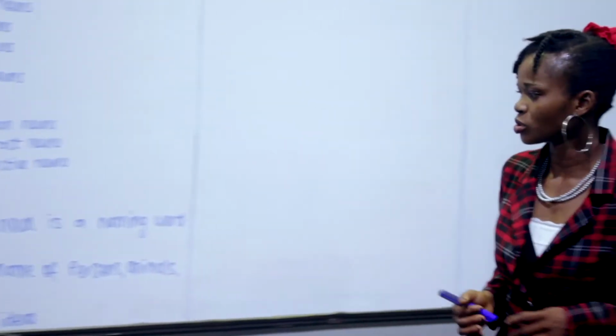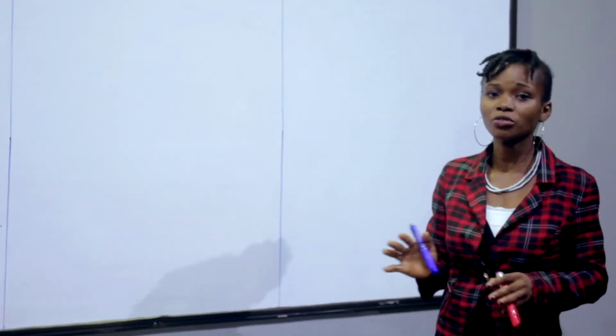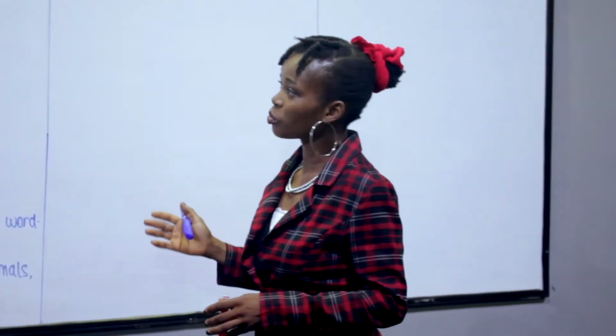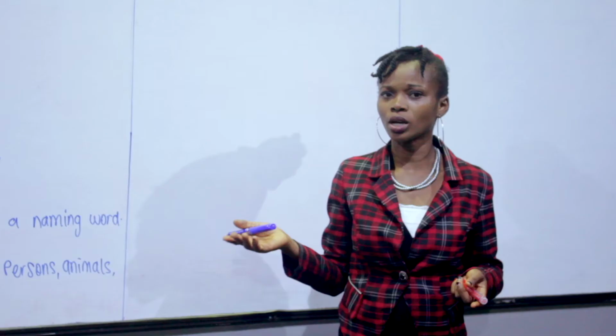So when you're asked to define a noun, you can simply call it a naming word because that is the main function of a noun. It names. Then we move on to the singular and the plural nouns. When we talk about singular and plural nouns, we are simply talking about quantifying nouns. How do we place nouns in numbers?